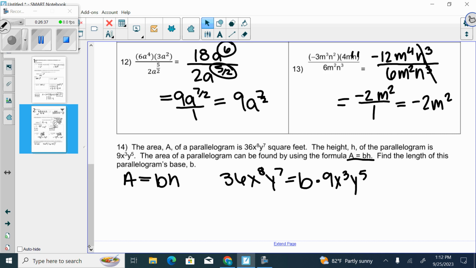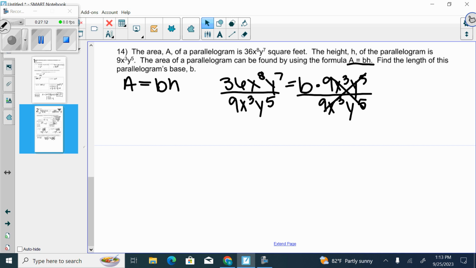So B right now is being multiplied by this stuff. What's the opposite of multiplication? Division. So to get rid of all that stuff, I divide by it. Okay? But if I divide one side of my equation by something, got to divide the other side. Very good. So we'd have 9x to the 3rd, y to the 5th over here. So the whole reason we did that over here is so that all of this would go away, right? Now I just need to simplify this side over here.